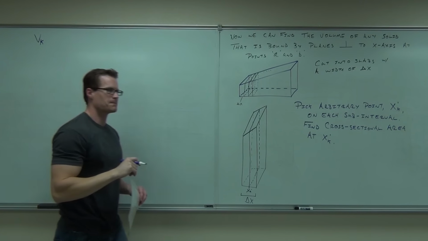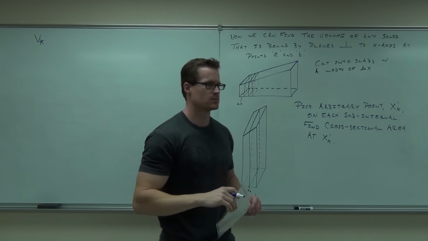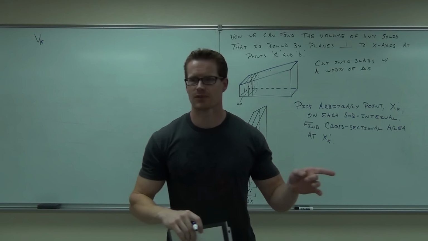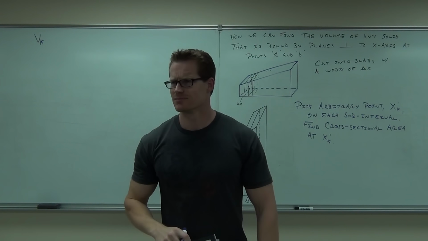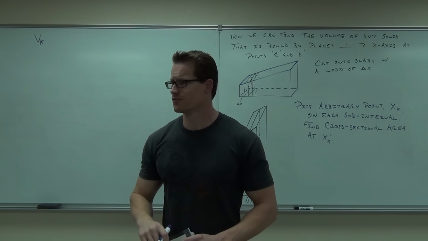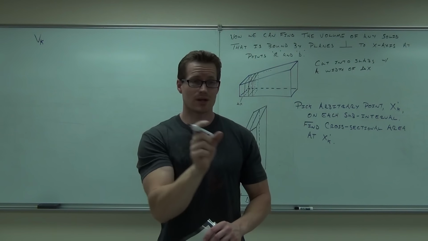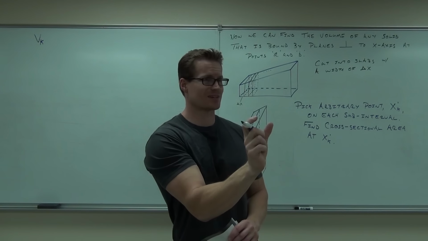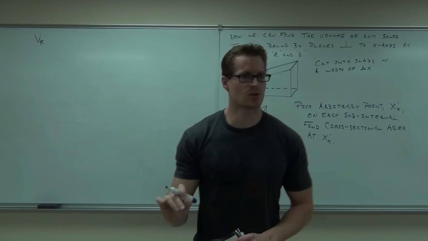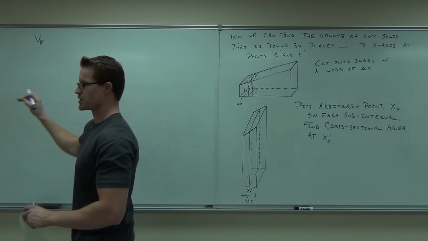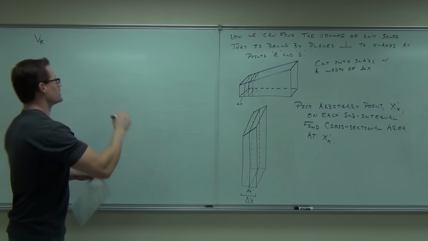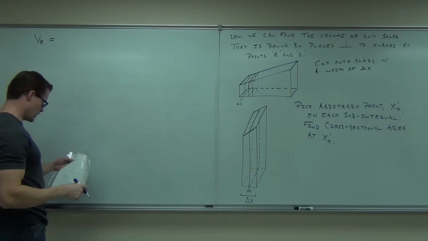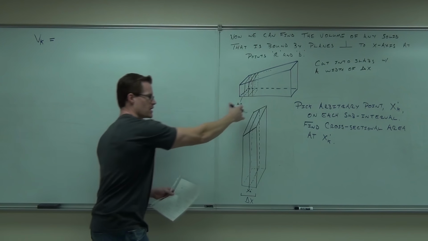What's V sub k? Arbitrary point. Nope, that's xk dot. What's V sub k? What's V? Volume. Volume sub k means of whatever little interval I'm talking about. You get it? So this is every little interval. So the volume at the first interval or second interval is going to be equal to, well, the area at xk dot.